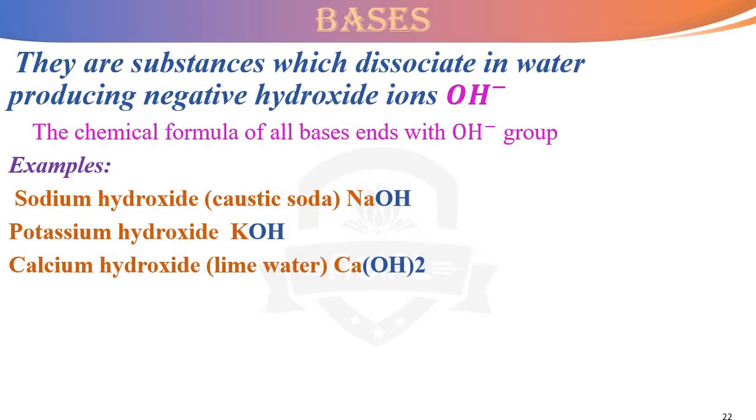Number 2, bases. They are substances which dissociate in water producing negative hydroxide ion, and the chemical formula for all bases ends with hydroxide group OH, like sodium hydroxide or caustic soda NaOH, potassium hydroxide KOH, and calcium hydroxide or lime water Ca(OH)2.